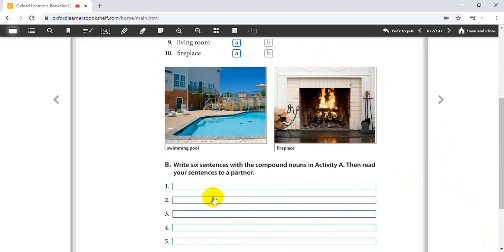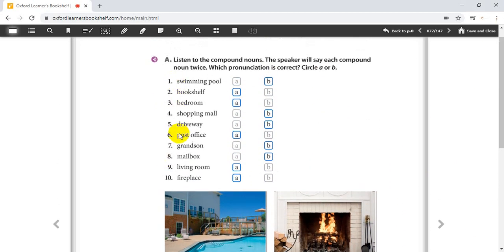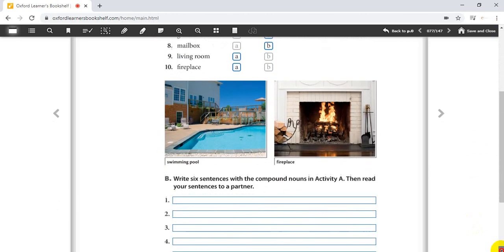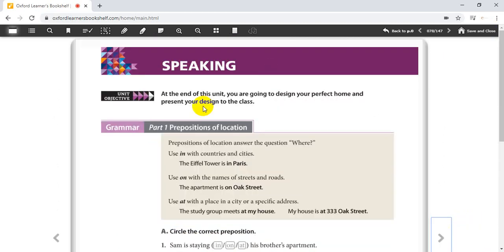Now, activity B, you have to write 6 sentences with the compound nouns in activity A. So, from this activity A, you're going to choose any 6 compound nouns. It's your choice, okay? And from those 6 compound nouns, you're going to write 6 sentences. And this activity also, I want you to write down and take a picture and send it to me. Okay? Page 78. Grammar part 1.